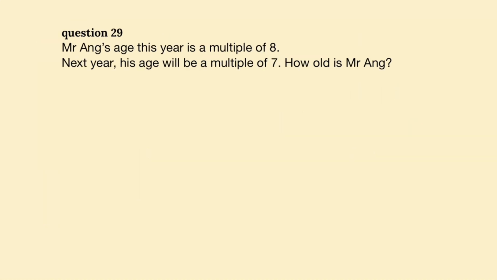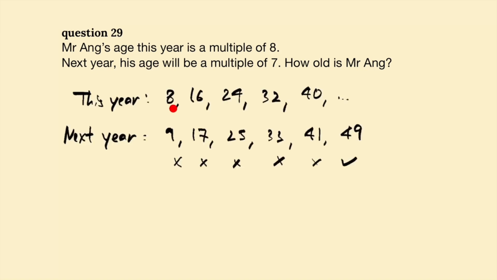We're working in multiples. Mr. Ang's age this year is a multiple of 8. Well, it could be 8, 16, 24, so on and so forth, yeah? Next year, we're going to add 1 to the age, won't we? Right, his age will be a multiple of 7. So the method I will employ here is guess and check. So just make a list. This year, it could be multiples of 8.